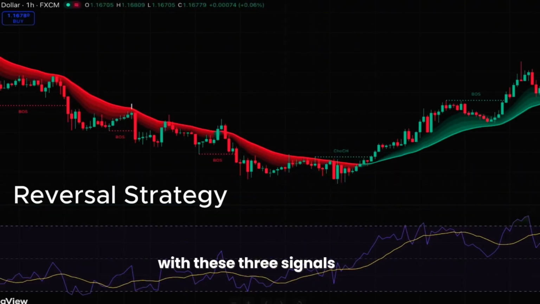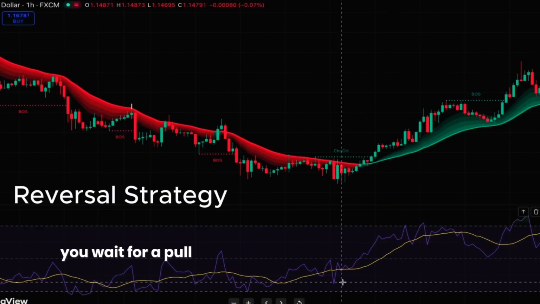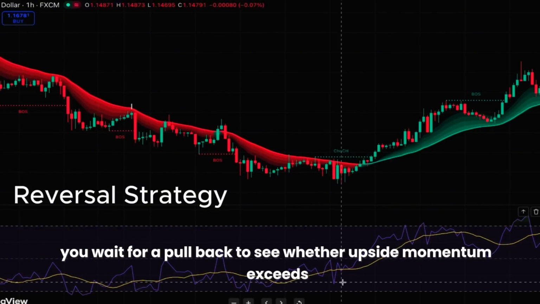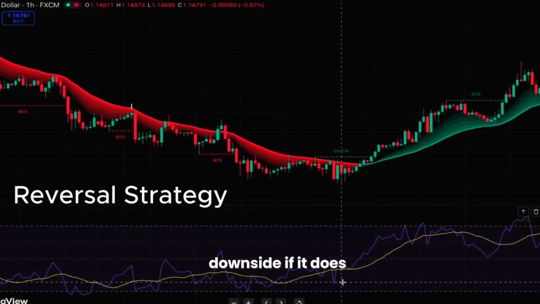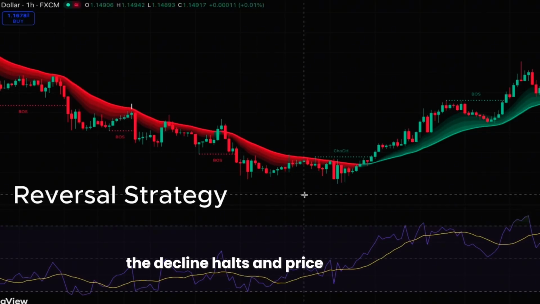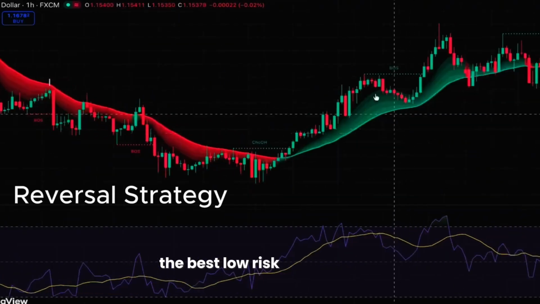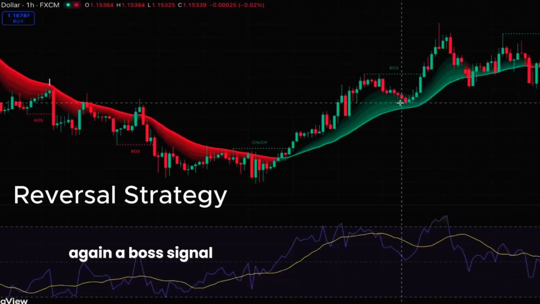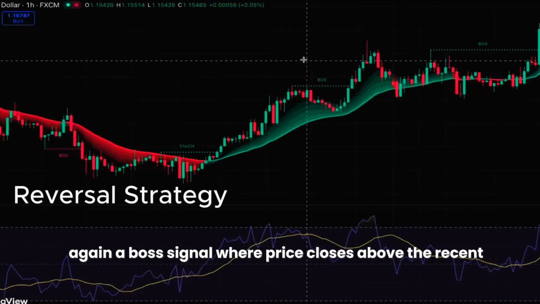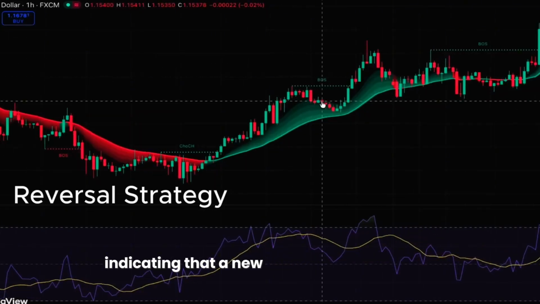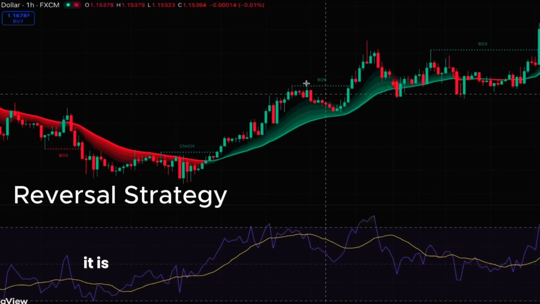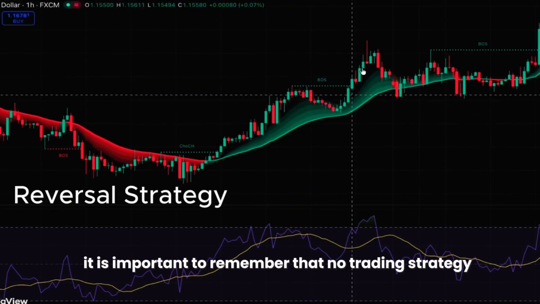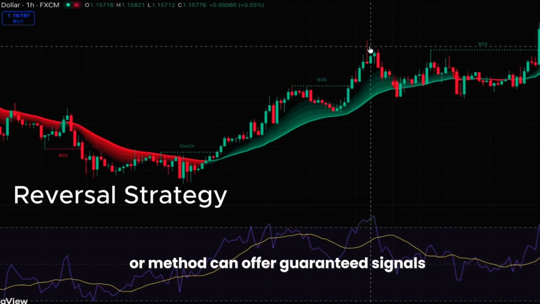With these three signals in place, you wait for a pullback to see whether upside momentum exceeds downside. If it does, the decline halts and price moves higher. The best low-risk confirmation is again a BOS signal, where price closes above the recent high, indicating that a new uptrend is likely forming. It is important to remember that no trading strategy or method can offer guaranteed signals.